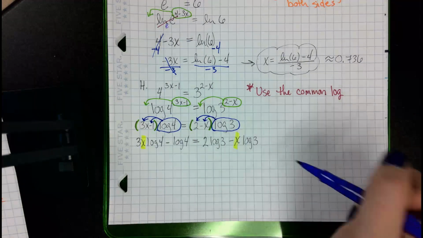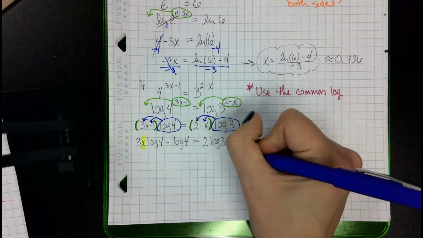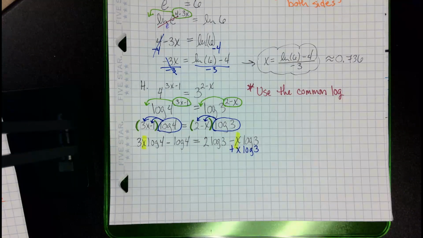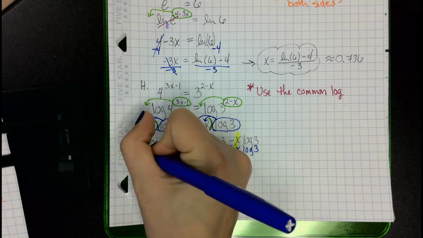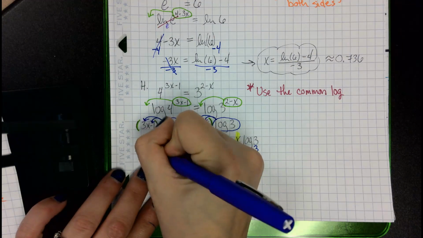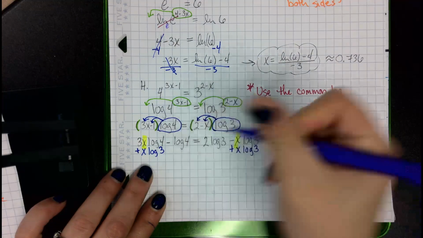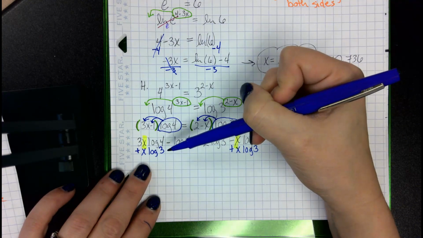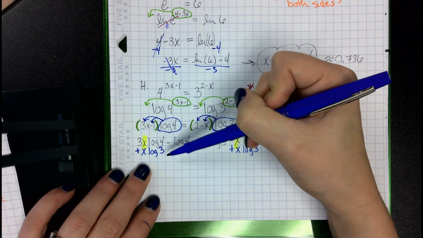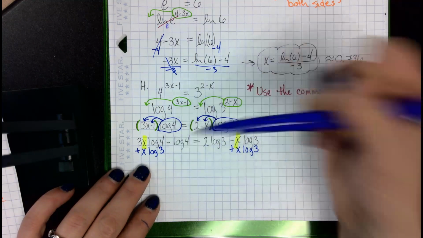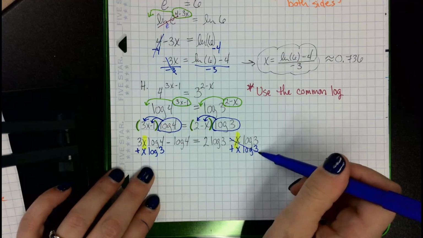This is minus x log of 3, so I'm going to say plus x log of 3. And I'm going to write it over here, plus x log of 3. Now I don't have to worry about adding these together or doing anything with them because they're not the same log. They're not like terms. I can't put them together. I'm just going to write them on the same side. And on this side I canceled it.